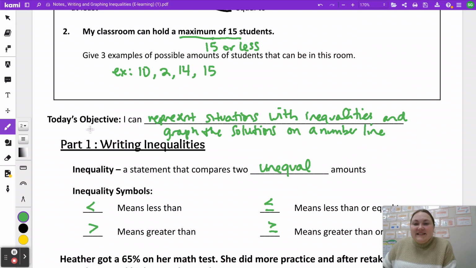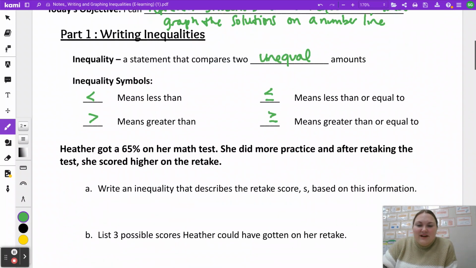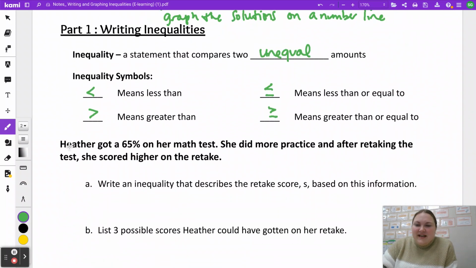What we are using in today's lesson is going to be skills that we continue to build on and use in the final two lessons in this unit. So we're starting talking about inequalities today, but we'll continue talking about them in the next two lessons as well. To give you an idea of what we're doing, this whole idea of representing situations and then graphing them on a number line, we've got this story here about Heather. Go ahead, take a moment to read through the story. You can pause the video if you need.